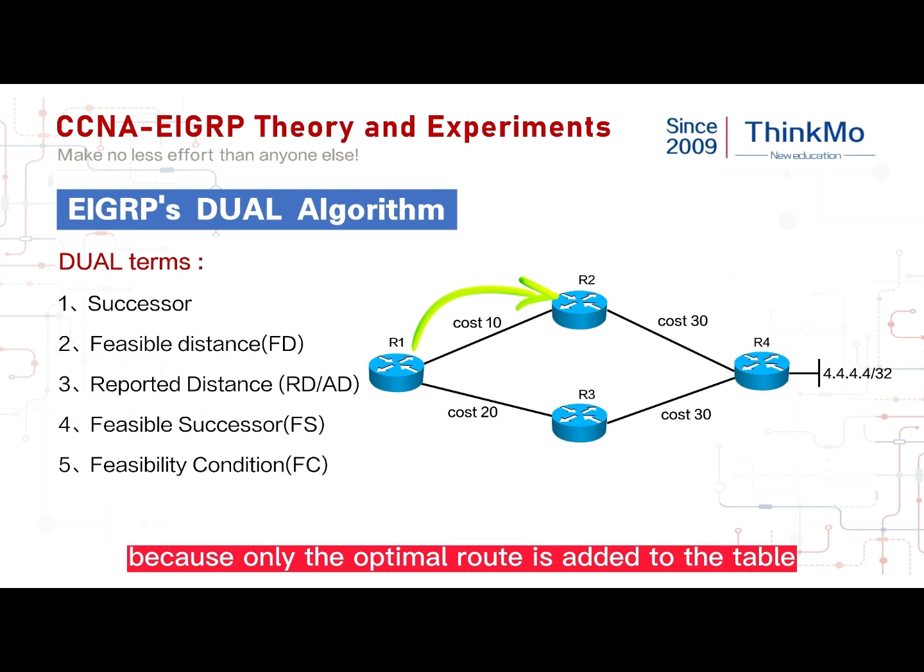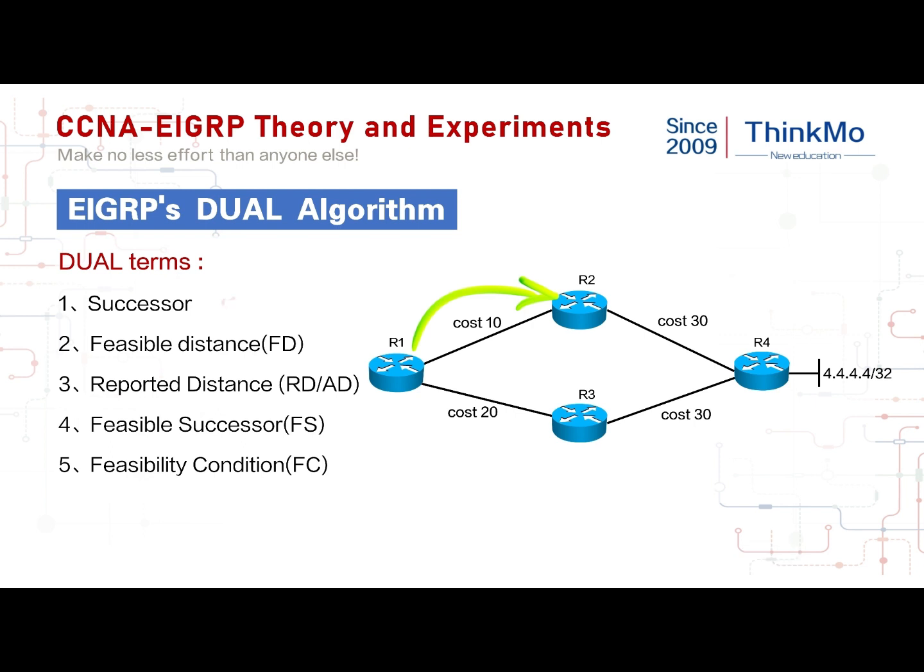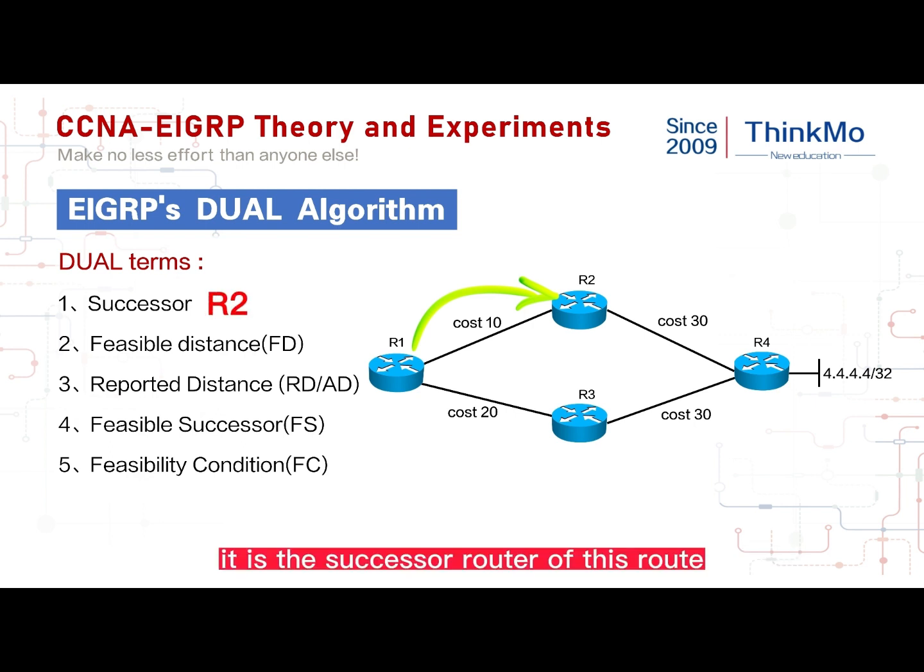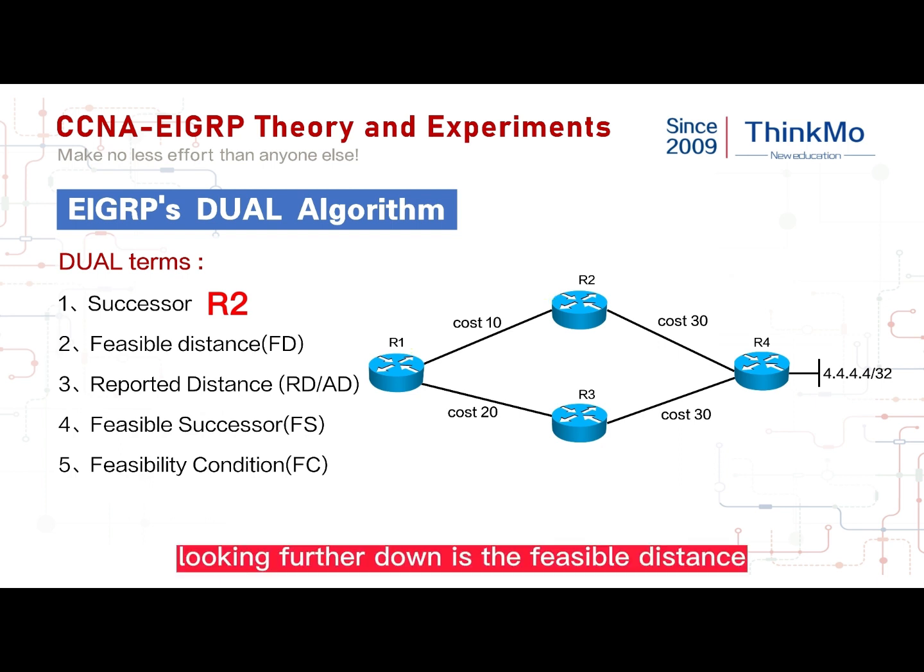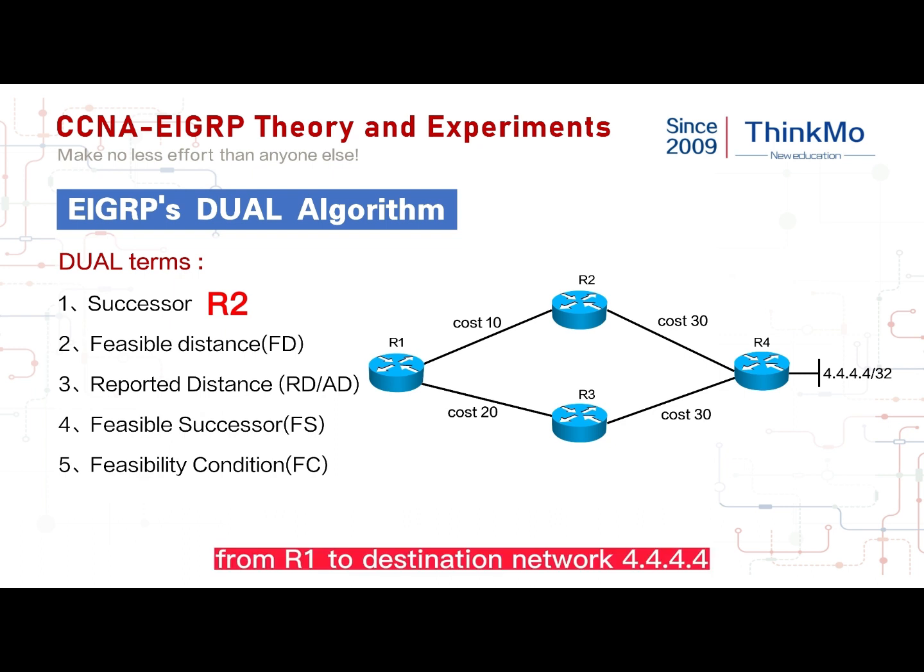Because only the optimal route is added to the table, it is the successor router of this route. Certainly, this is all for R1. It's different if you change the device. Looking further down is the feasible distance: from R1 to destination network 4.4.4.4, the optimal total metric for this route.